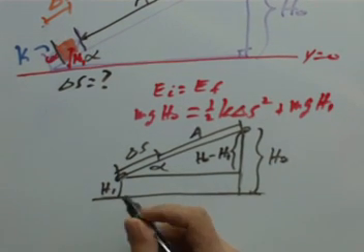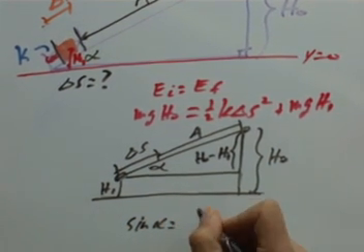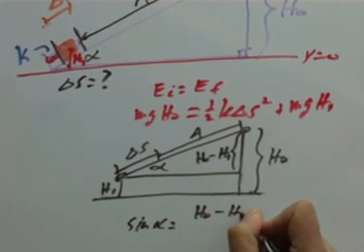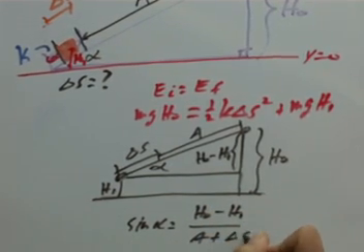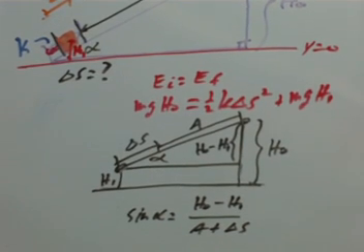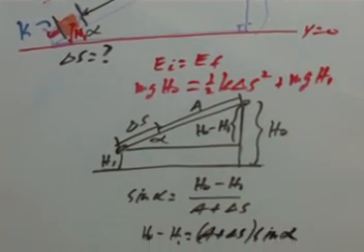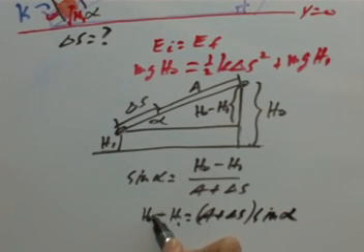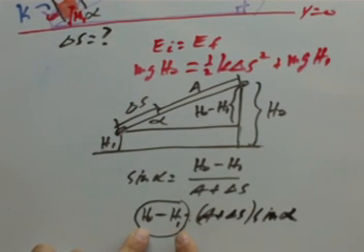Now, if I look at the triangle, the sine of alpha is equal to opposite, h naught minus h1, over A plus delta S. So you have a nice relation between all these h's and delta S's and A's. In particular, if I solve this for h naught minus h1, I get A plus delta S times the sine of alpha. What this is, is the change in the overall vertical height of the block. It started at h naught above the ground and ended up a distance h1 above the ground. That's its net vertical drop, and that turns out to be what's most important for the energy analysis.